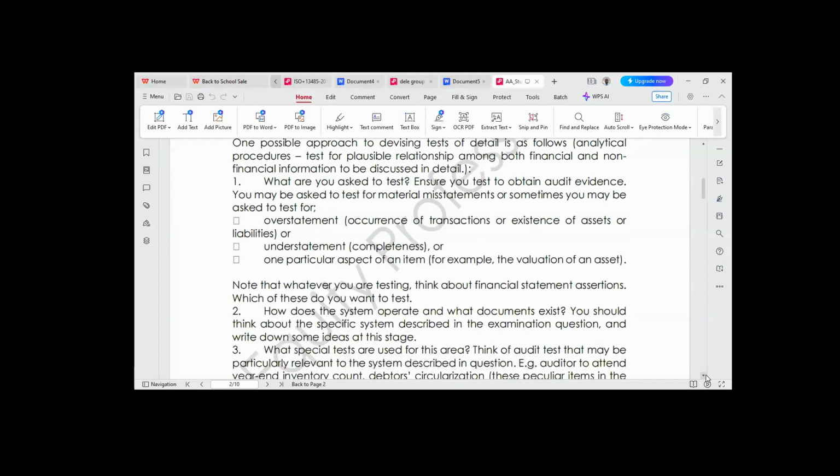The other question you need to ask yourself again is how does the system operate and what documents exist? Like I said, for you to carry out tests of detailed transactions, you need to have a proper understanding of how the business operates. It's only when you have an understanding of how the business operates that you're able to ask the right questions. How do you get an understanding of the client business? I talked about that in earlier chapters.